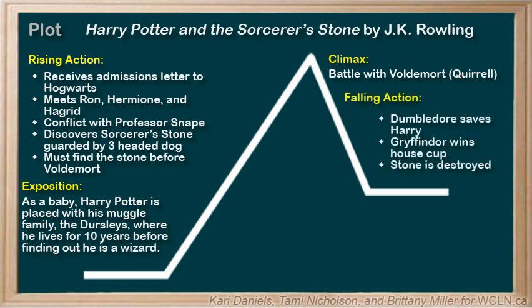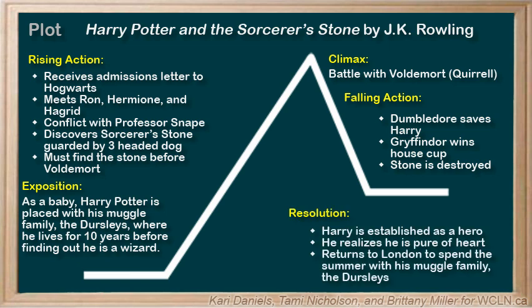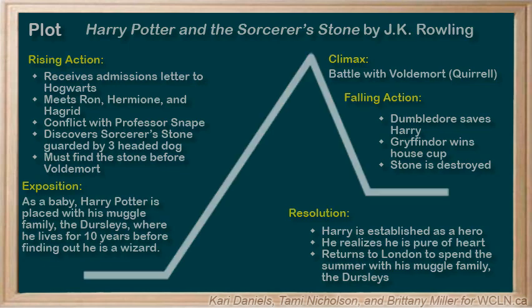Falling action. Dumbledore saves Harry, but Harry is in the hospital. Gryffindor House wins the House Championship Cup. The stone is destroyed. Resolution. Harry is established as a hero. He realizes he is pure of heart. He returns to London to spend the summer with his Muggle family, the Dursleys.